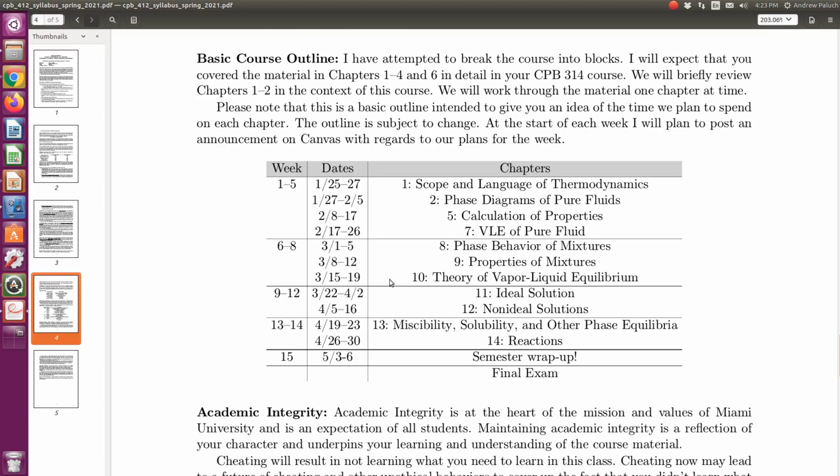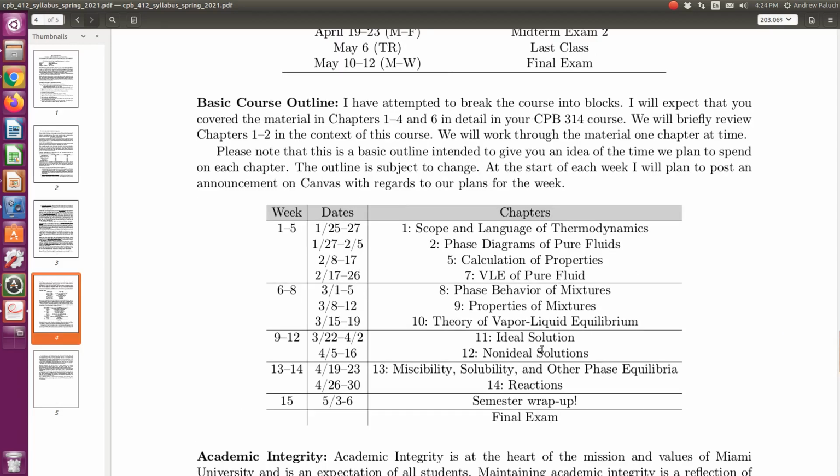throughout the semester. All right, so then here's also a basic course outline, and this is just meant to give you an idea of how much time we plan on spending on a topic. But it's not set in stone. Okay, and so depending on how class is going for everybody, this might speed up, we might slow down. We'll see how things are going. So again, just be sure to communicate with me.